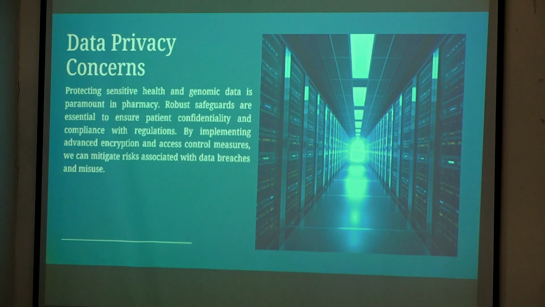And data privacy concerns. Finally, these are the disadvantages. Data privacy: anyone can retrieve our data using artificial intelligence. That is the most worrying factor. We cannot hide any data; anyone can access it from anywhere. So we have to mitigate the risk associated with data breaches and misuse.